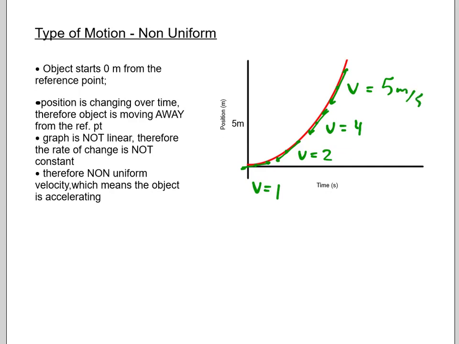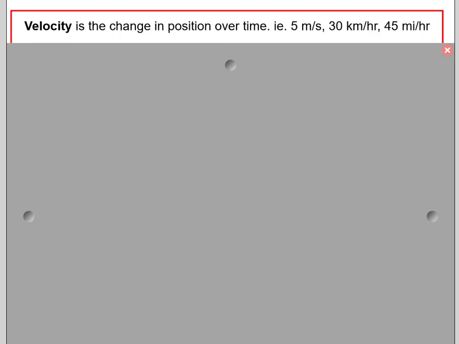Okay, so if my velocities are increasing like that, that would imply that I am accelerating. And that's going to be one of our focuses today, is on acceleration. So when you see a position time graph that has a curve, that's going to tell you it's non-uniform motion or accelerated motion. So let's jump right in.